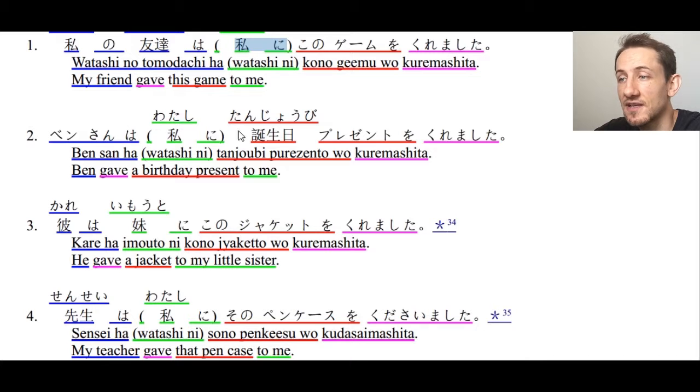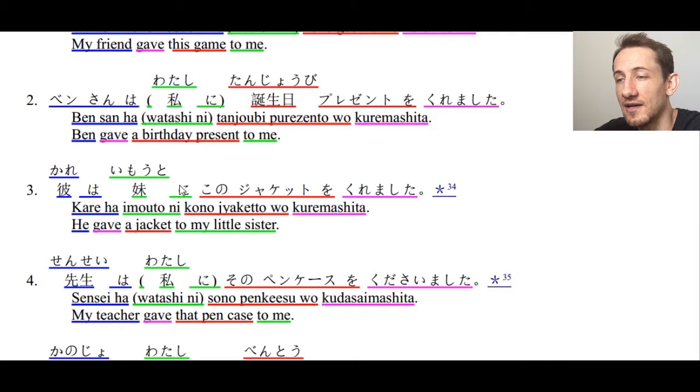So number 2, Ben さんは誕生日プレゼントをくれました。Ben gave a birthday present to me. Number 3, 彼は妹にこのジャケットをくれました。He gave a jacket to my little sister. So again, when we have someone in the family who receives a gift, we use kureru, and we cannot leave out imoto in this sentence because if we said 彼はこのジャケットをくれました, that would mean he gave the jacket to me. But because he gave the jacket to someone else, we have to indicate that by including the recipient.